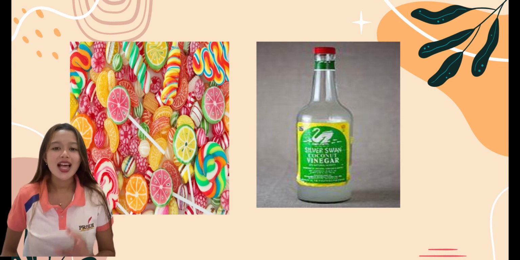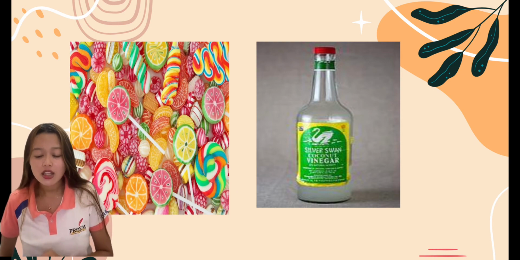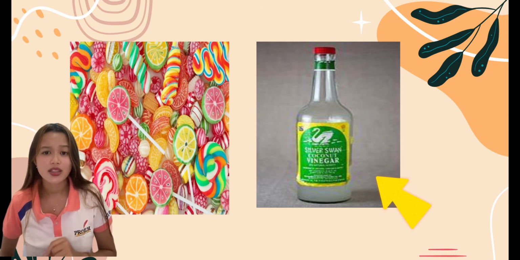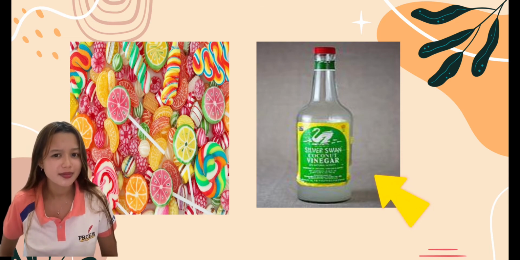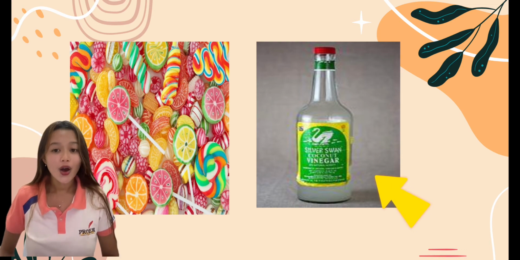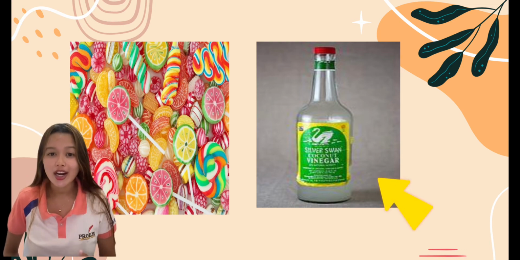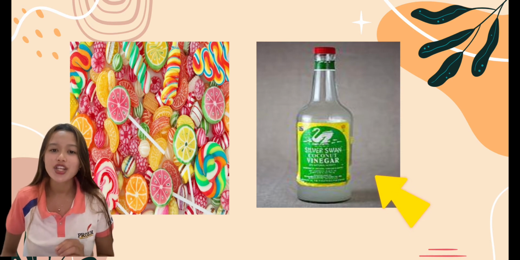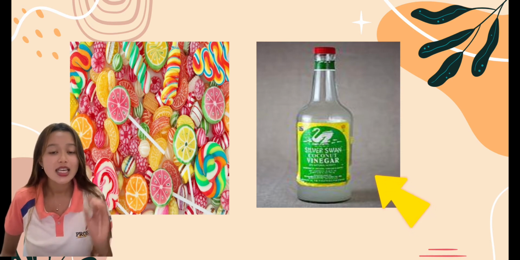Okay, so the last photo here is about Silver Swan vinegar. So what adjective can you use to describe the Silver Swan vinegar? Okay, if you're thinking sour, then you're absolutely correct. So sour is one of the adjectives that you can use to describe the Silver Swan vinegar.